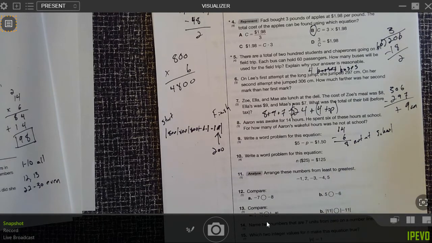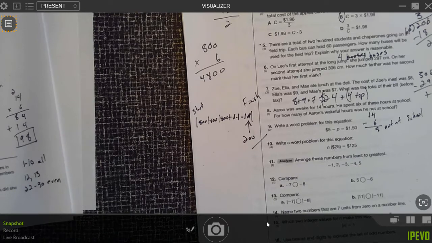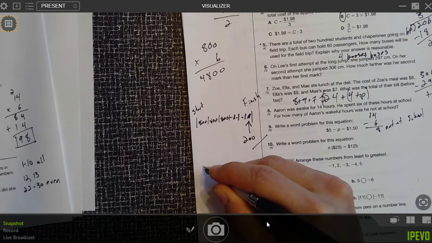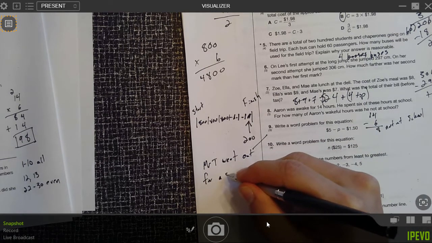9, write a word problem for this equation. Go ahead and do that here. Let's see. Mr. T went out for dinner, or went out for a snack with $5 in his pocket. When he came back, he had $150. How much did he spend?